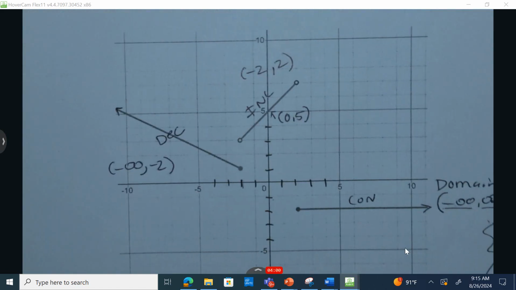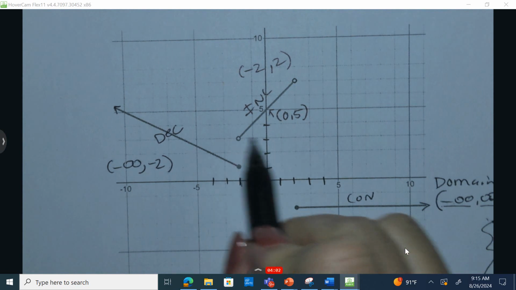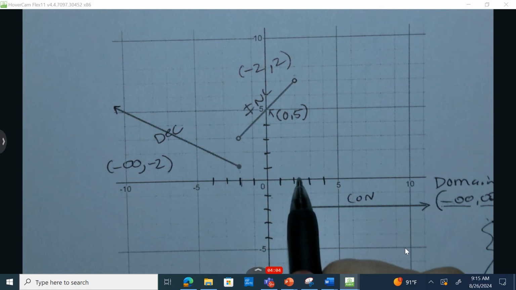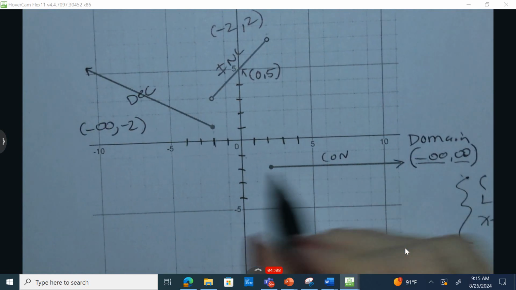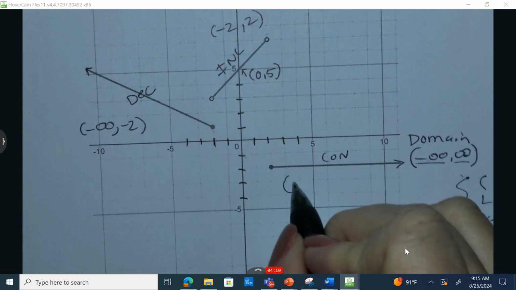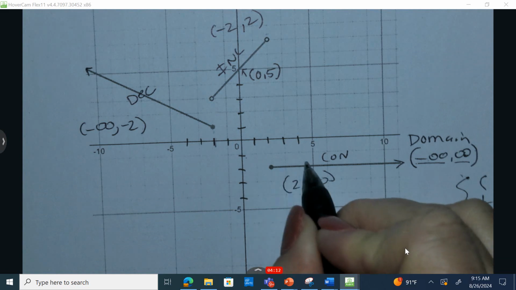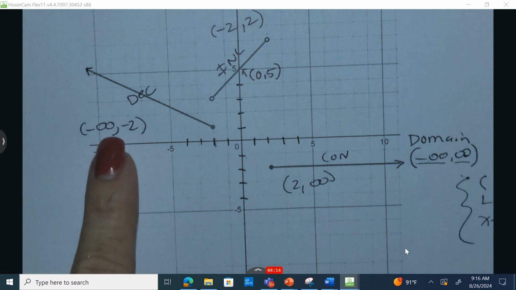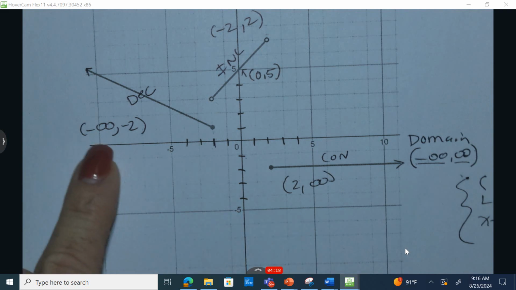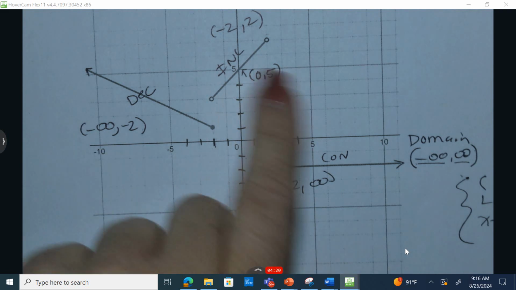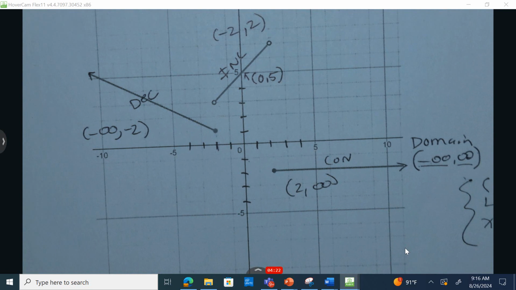Make sure you're not using the y values. Don't say from 3 to 7. We're describing this interval in terms of x values. Down here, the constant goes from an x value of 2, and as it moves to the right, it will continuously be constant. Always using parentheses for increasing, decreasing, and constant. We're describing them in terms of x values and looking at it from left to right.